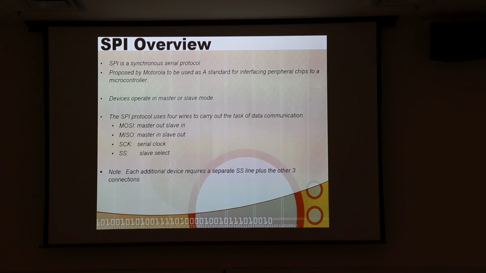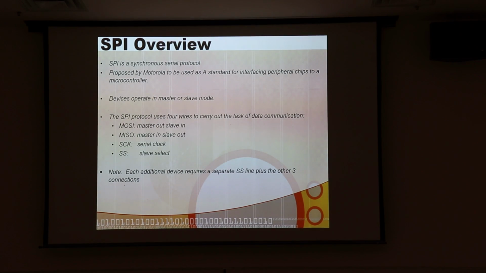So the big differences between I squared C and SPI. I want you to know the 20,000 foot differences between these two protocols. So I squared C is slow, but you only use 2 wires, and you can have lots of peripherals on the same bus.